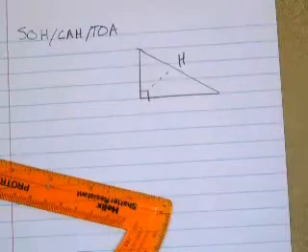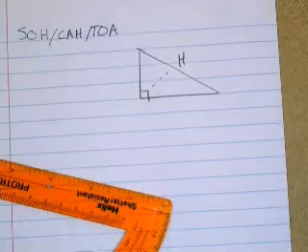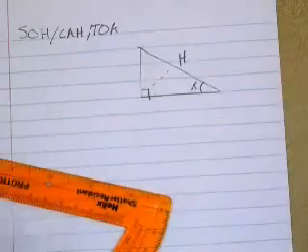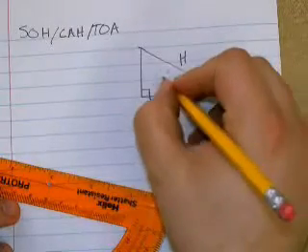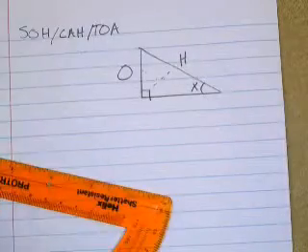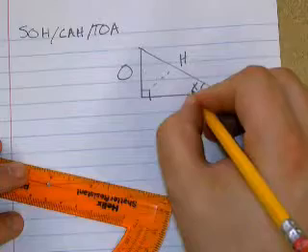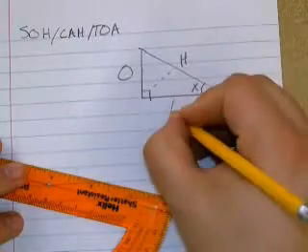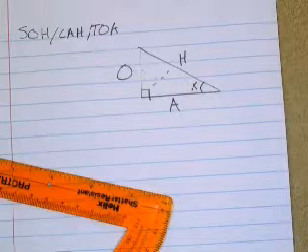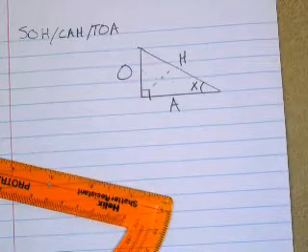So we just put an H there for hypotenuse. Now if I have some angle X, the side across from the angle X we call the opposite. And then the one that's touching the X that isn't the hypotenuse, we call that the adjacent. So O, H, and A are what we're using for hypotenuse, opposite, and adjacent.